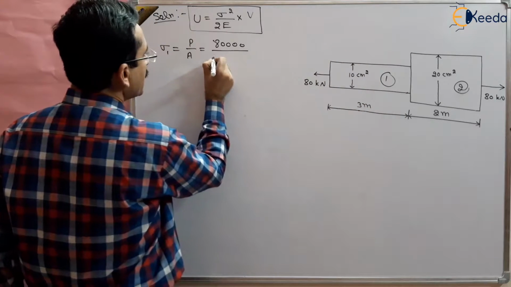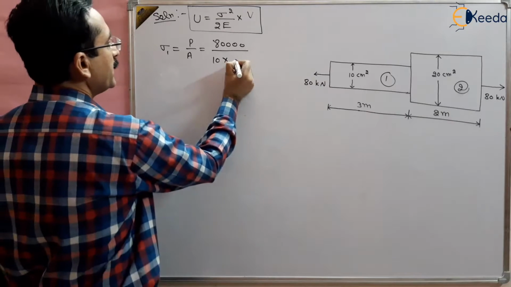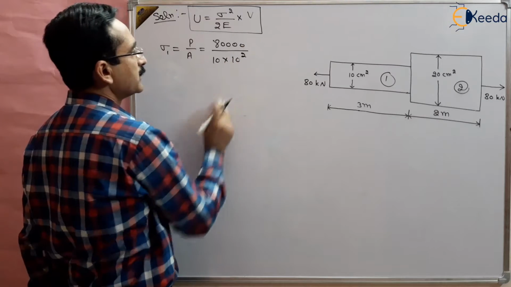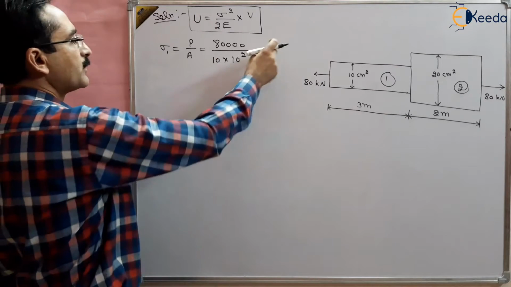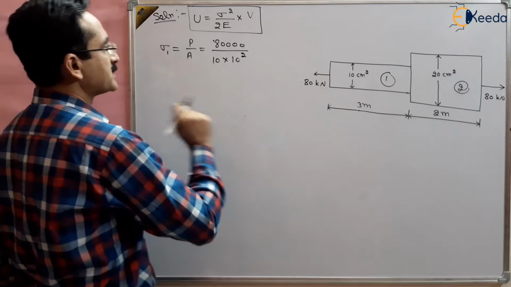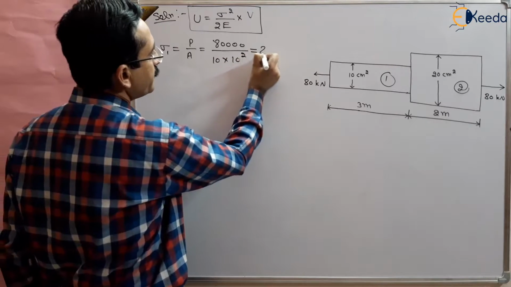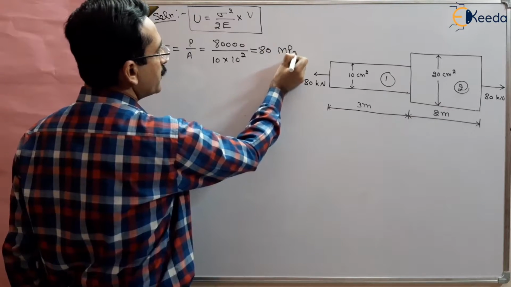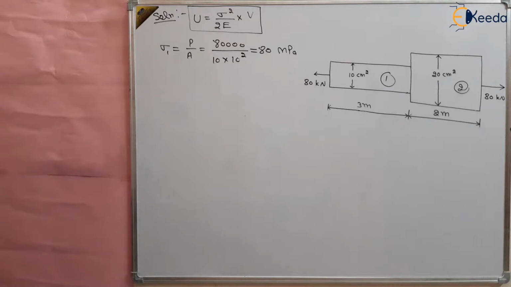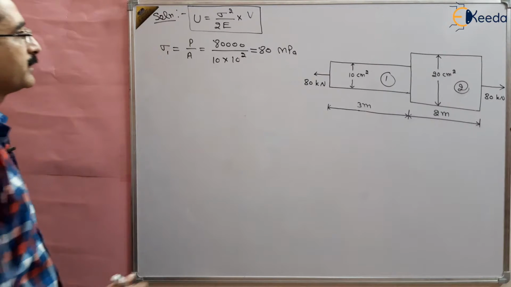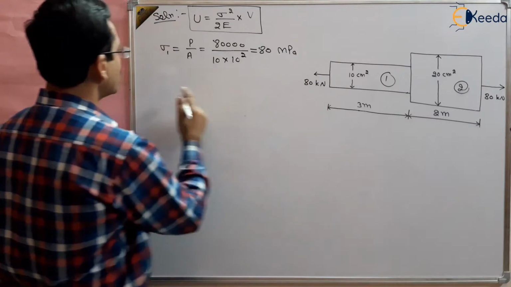10 centimeter square can be converted into millimeter square, so it will be 10 power 2 millimeter square, right? So this will come out to be Newton per millimeter square or megapascal. So this will come out to be 80 megapascal. So 80 megapascal is the stress in first bar, right? 1 megapascal is 1 Newton per millimeter square, that's why I have written megapascal.